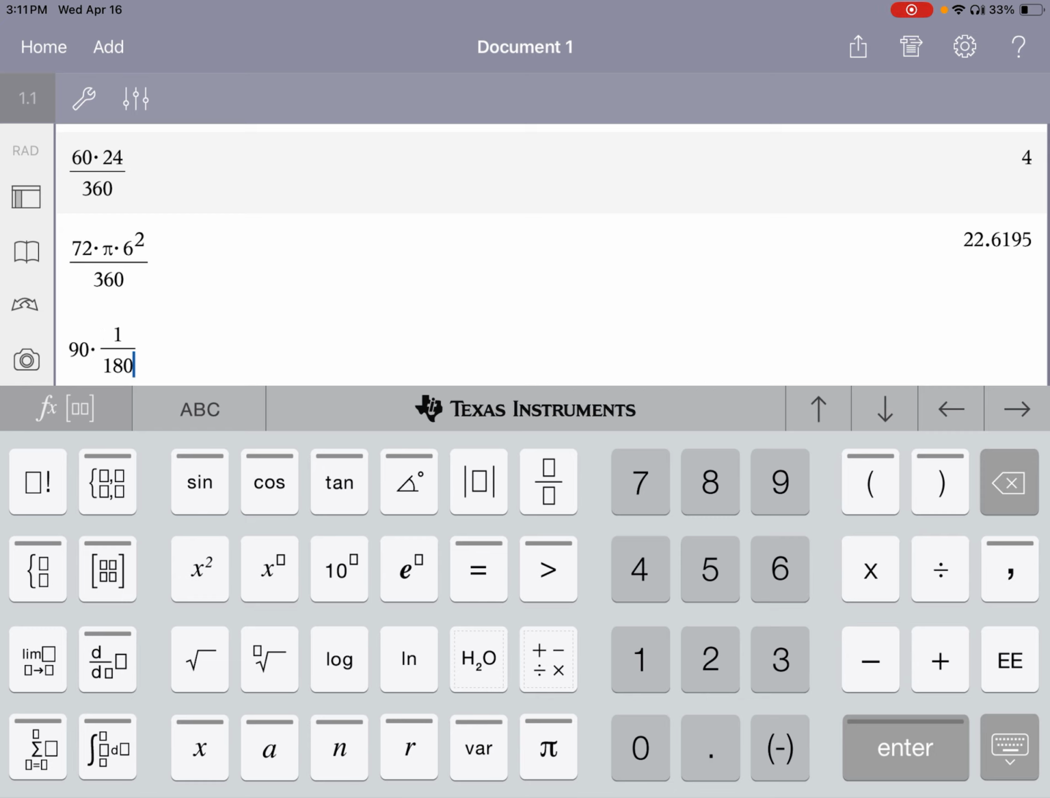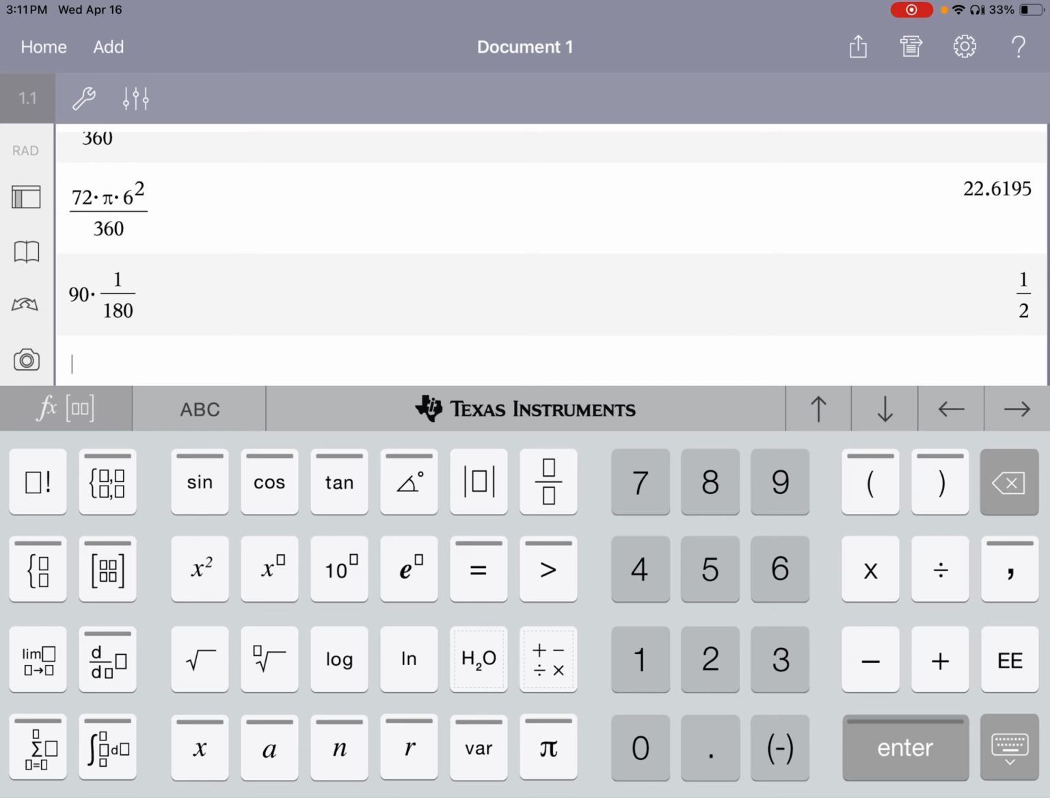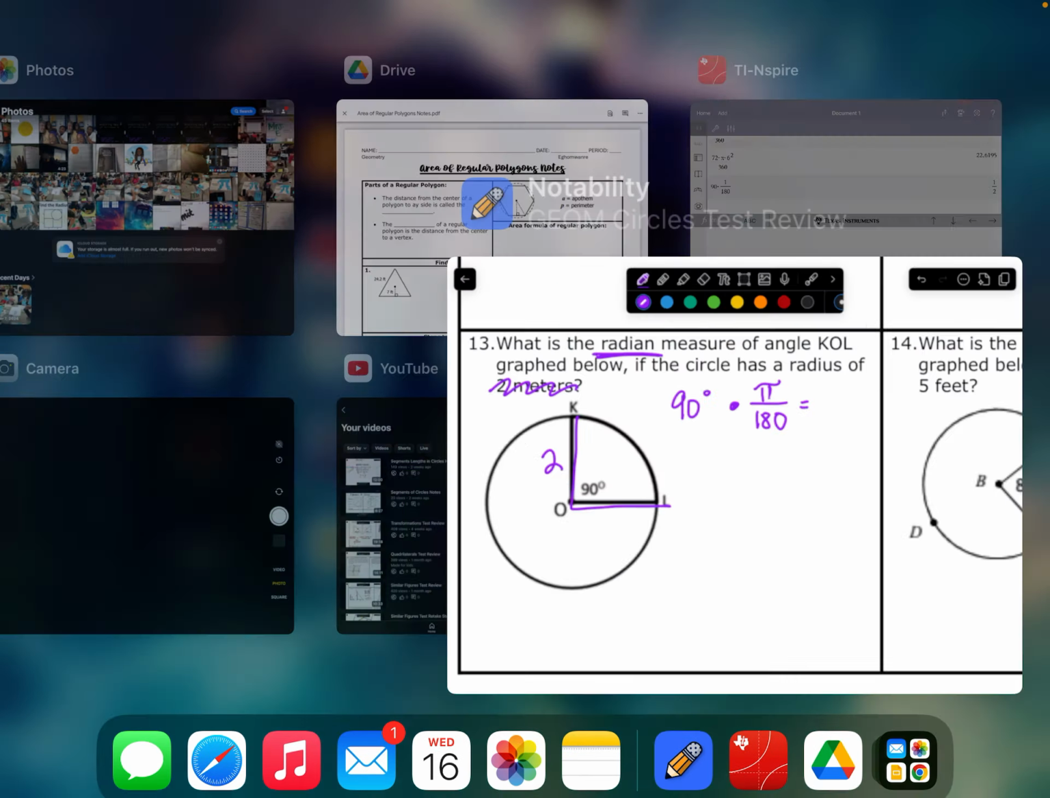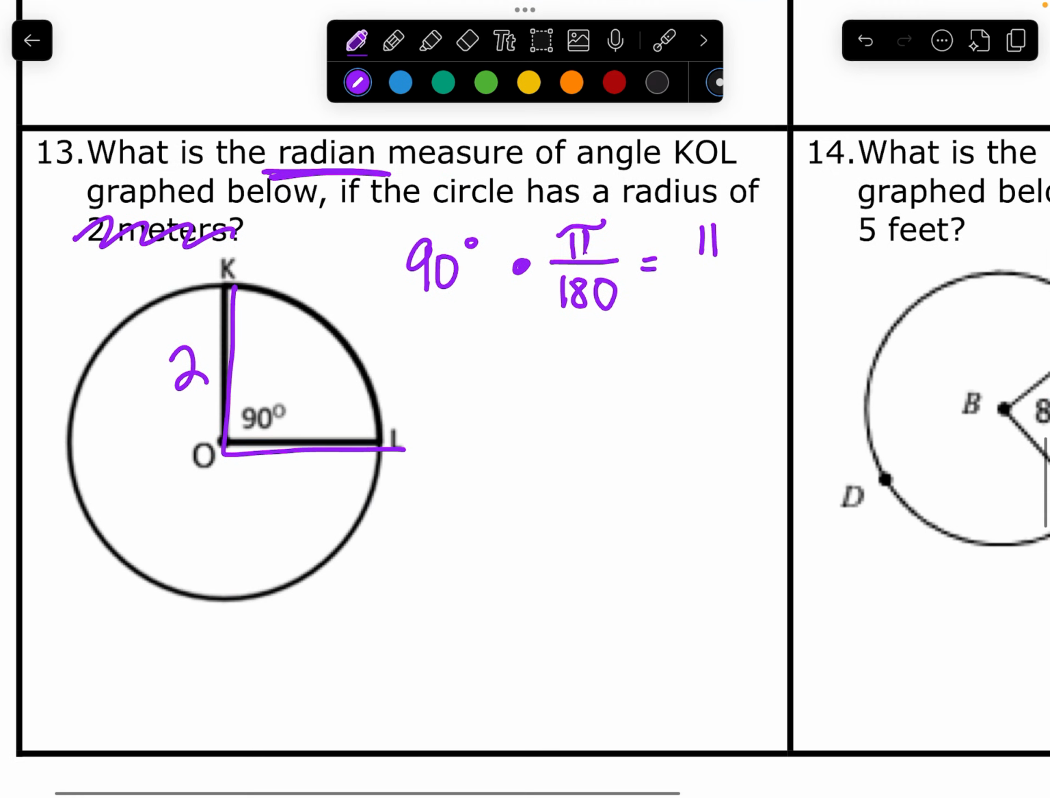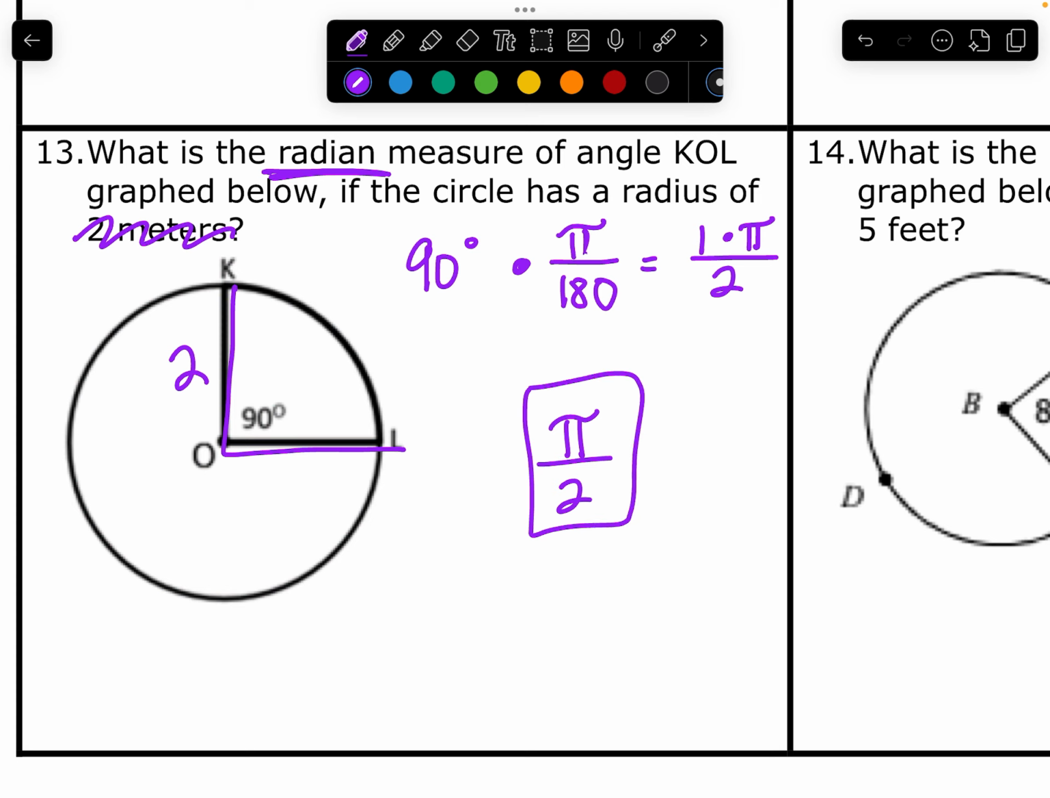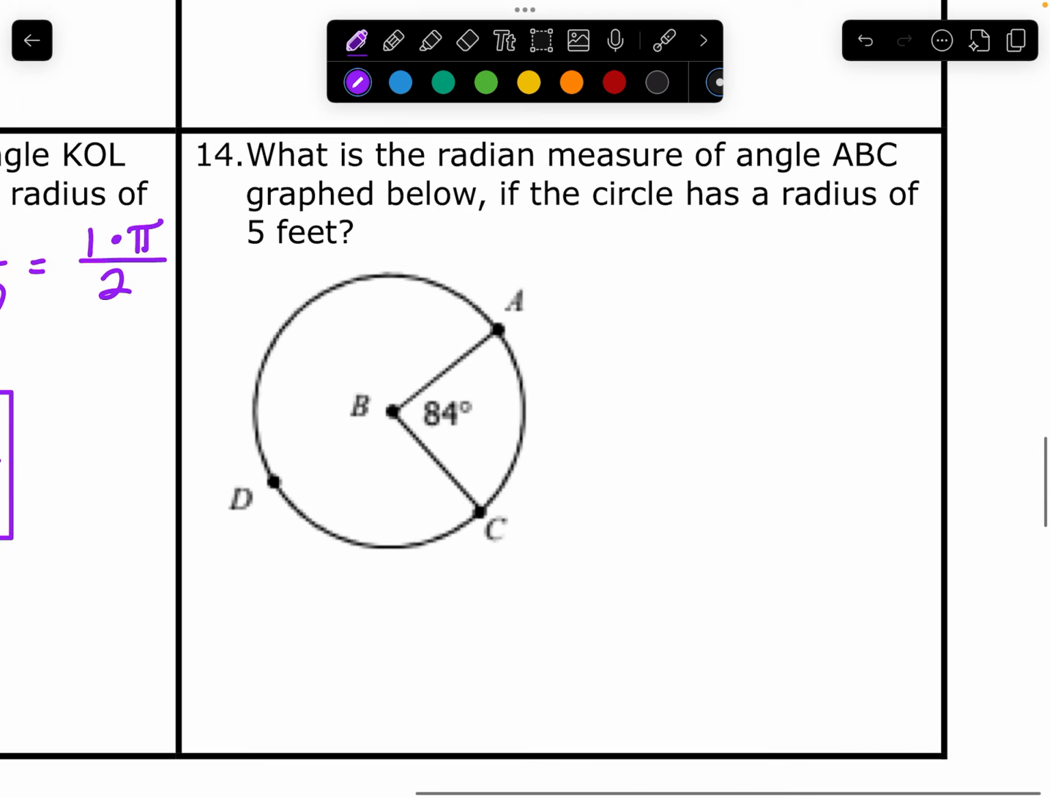Instead of putting pi, you can just put a 1 at the top, get the fraction answer, and then just insert the pi in the numerator. So instead of putting 1 over 2, well, we can still put the 1 if you want, but it's going to be 1 times pi over 2, which is just pi over 2. Go ahead and try number 14.